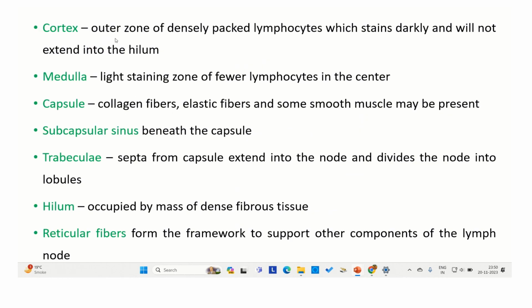You can see here what is the cortex. It is the outer zone of densely packed lymphocytes which stains darkly and will not extend into the hilum. Then the medulla is the light staining zone of fewer lymphocytes in the center. Capsule is rich in collagen fibers, elastic fibers, and some smooth muscles may be present. Then the subcapsular sinus beneath the capsule. Trabeculae are the septa from the capsule extending into the node and dividing the node into lobules. Hilum is occupied by a mass of dense fibrous tissue where there is exit of efferent vessels and entry and exit of artery and vein. Then reticular fibers form the framework to support other components of the lymph node.